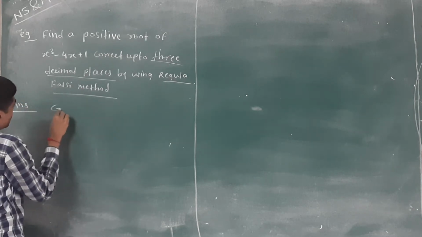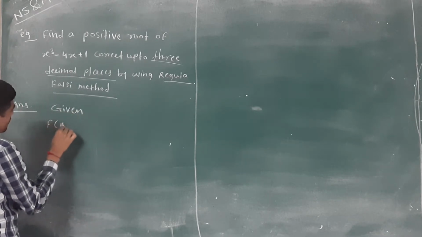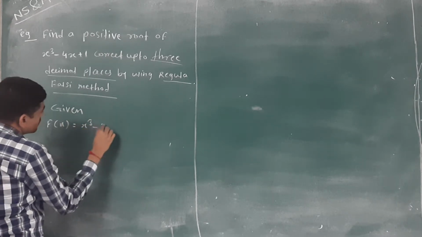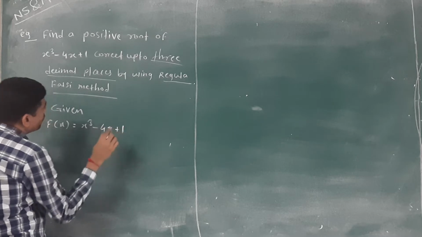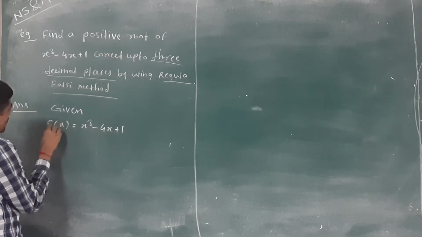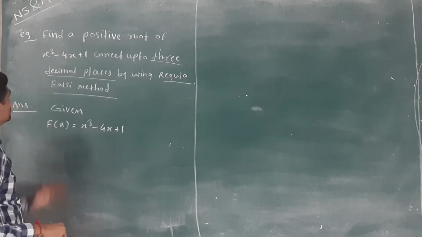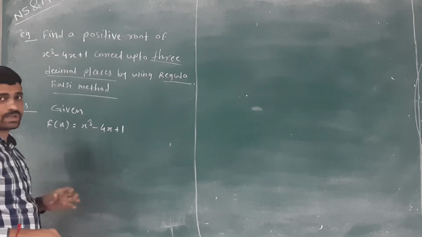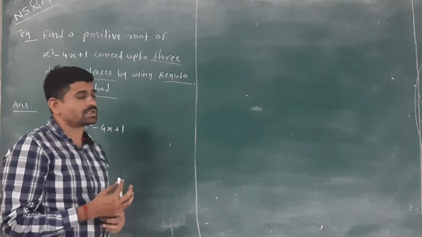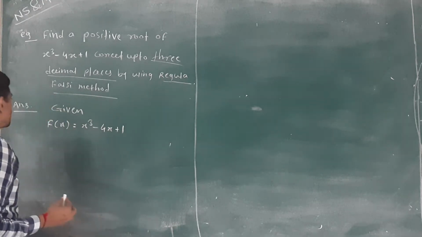First, what is given? We are given the function f(x) = x cube minus 4x plus 1. This is the function as given in the numerical problem statement. What is the first step? In the first lecture we saw there are 4 steps. You have to write your answer step by step.